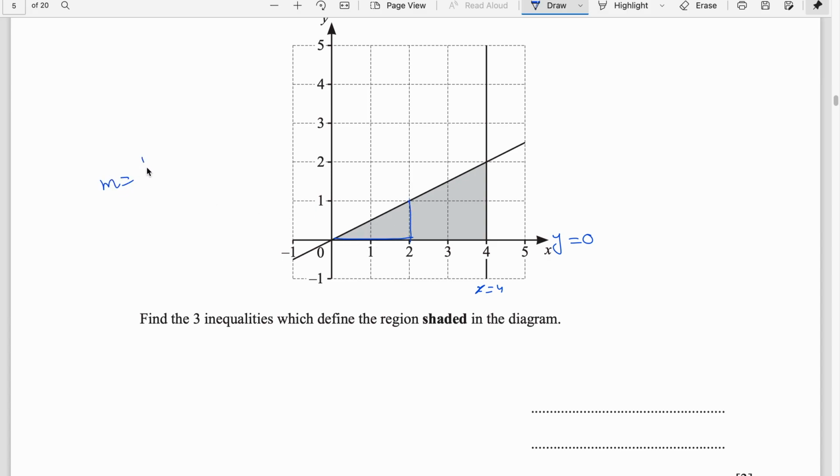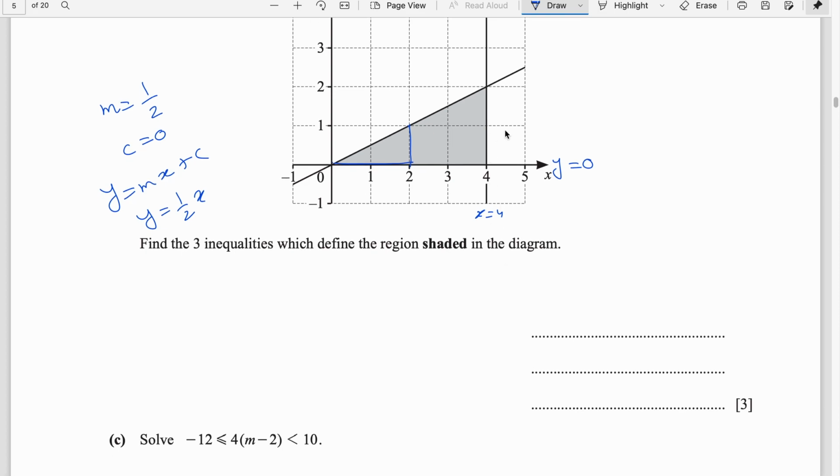So my gradient is rise over run and y-intercept is 0. So y equals mx plus c. This is y equals 1 by 2x. Now I have three equations. I can write the inequality. This region is above y equals 0, so y is greater than or equal to 0. This is on left of x equals 4, less than or equal to 4, and it lies below this third line. So y is less than or equal to 1 by 2x.